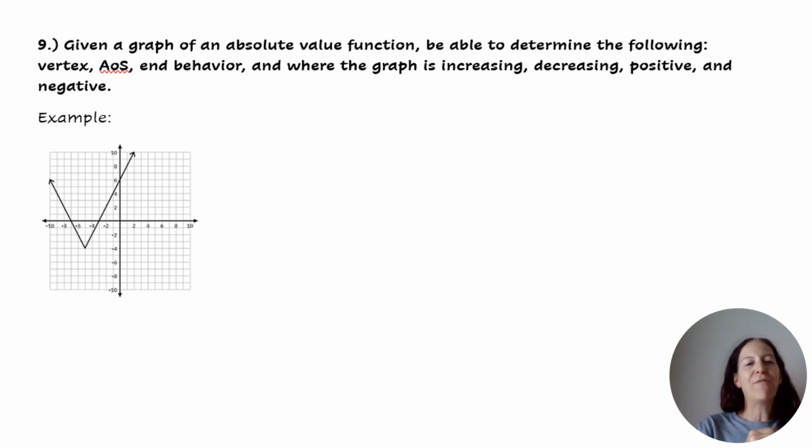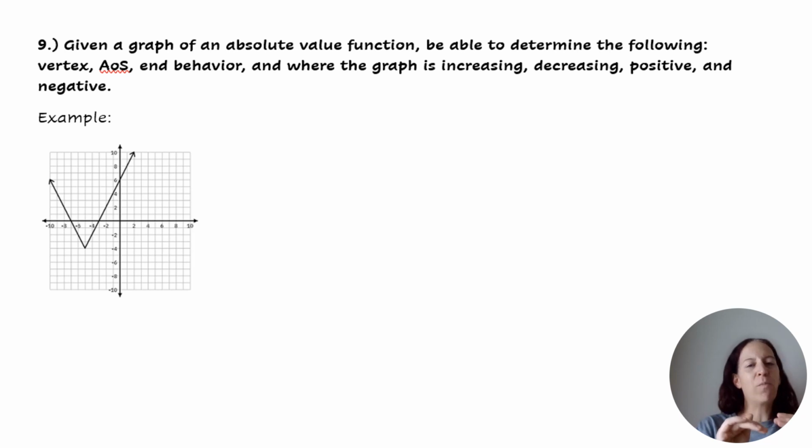So given a graph of an absolute value function, be able to determine the following: vertex, axis of symmetry, end behavior, and where the graph is increasing, decreasing, positive, and negative. Now on your test, I think there are multiple questions on this. I don't have a copy of the test with me. I'm at home.